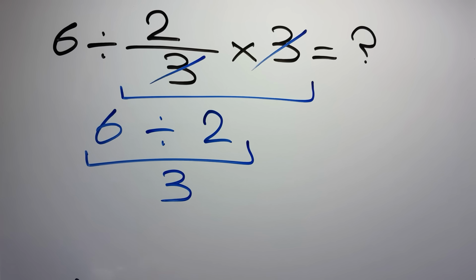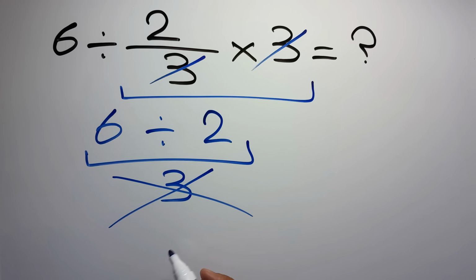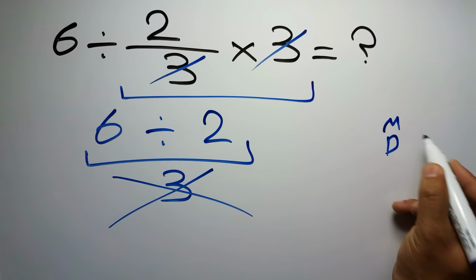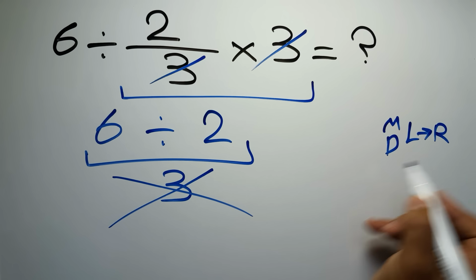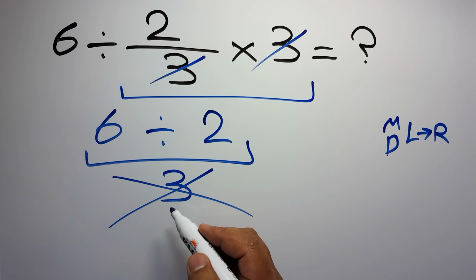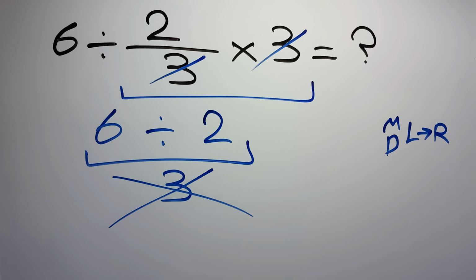equals 3. But this answer is not correct, because according to the order of operations, multiplication and division have equal priority and we have to work from left to right. So here first we have to do this division, then this multiplication. If we do this multiplication before this division, it is wrong.